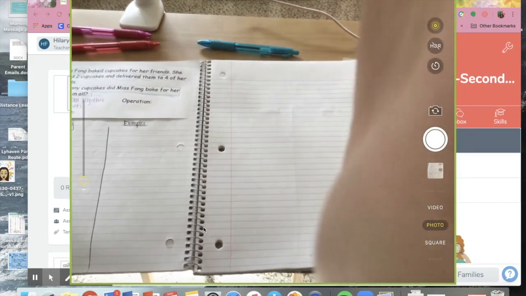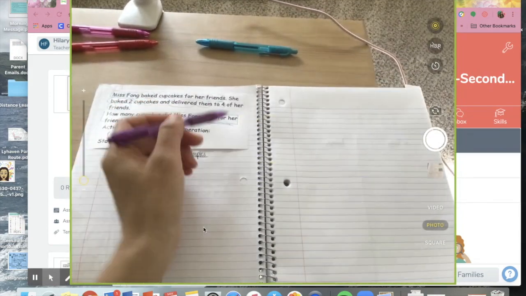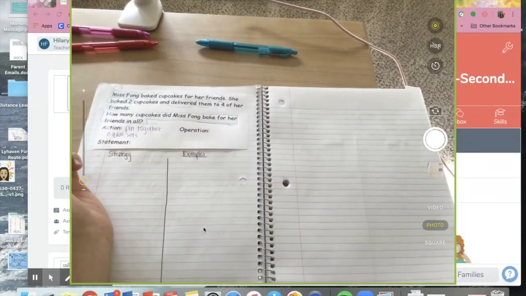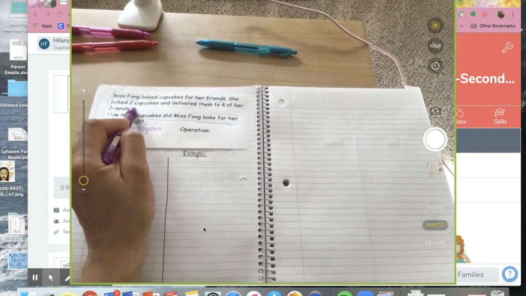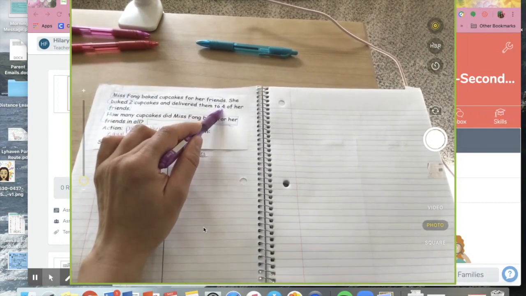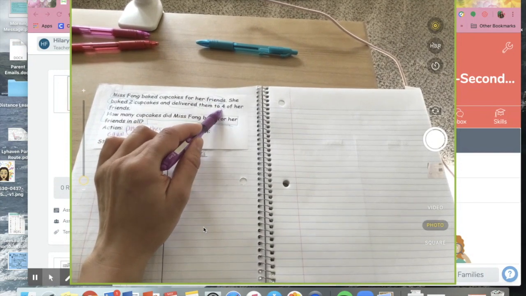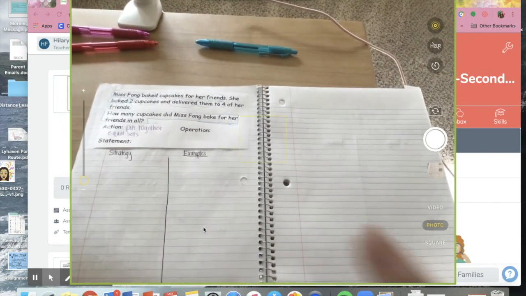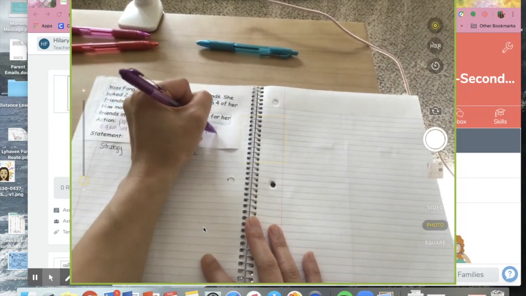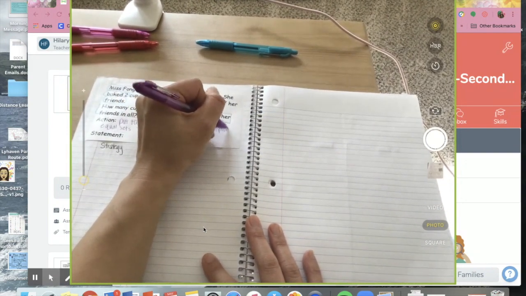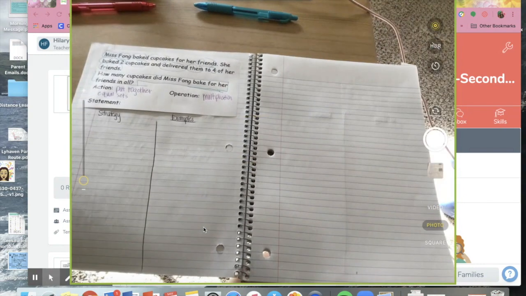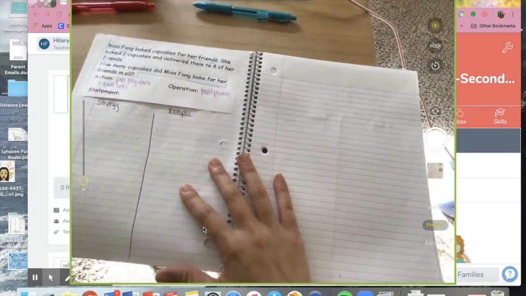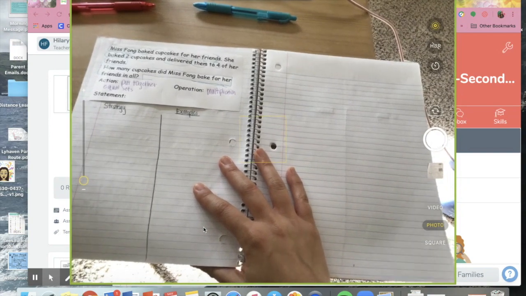Okay, so I'm putting together equal sets, and then the operation is multiplication. So to put together equal sets, remember, because I'm putting together 2 cupcakes, and then I have to put that number together 4 times because I gave 2 to 4 of my friends. So it's multiplication. And then we are going to write the number sentence later.